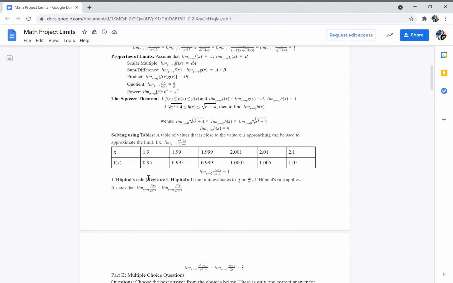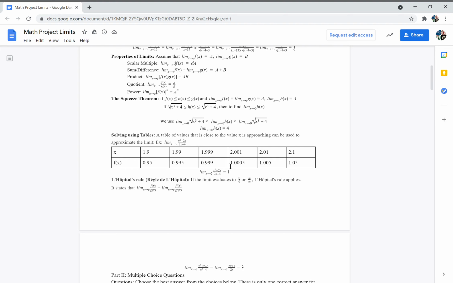To solve using tables, you just look at where the value approaches as x is at a certain point. For example, here you have x approaching 2 of this function. You're given certain points. You can see as you increase from 1.9 to 1.999, it goes up. And then when it decreases from 2.1 to 2.001, it goes down. And you can see the number in between, which would be x equals 2. f of x is 1, so the limit of this function is 1.